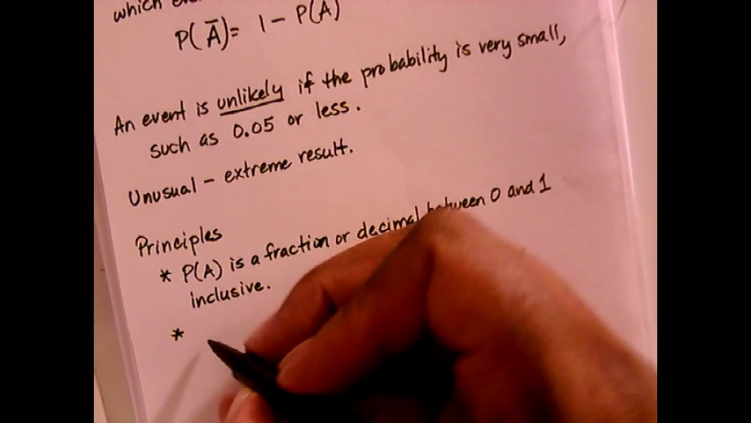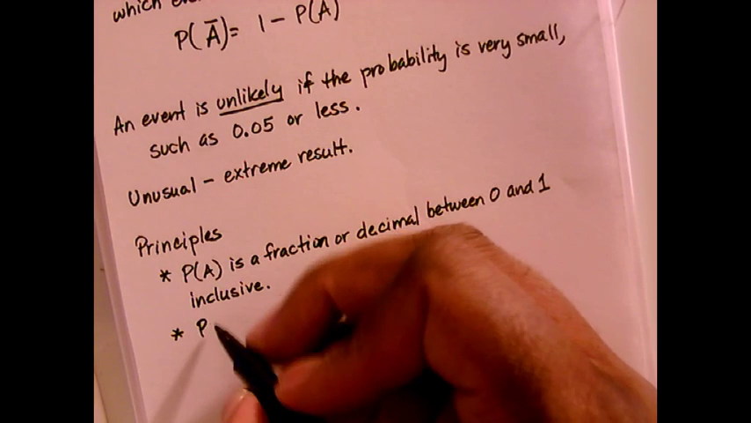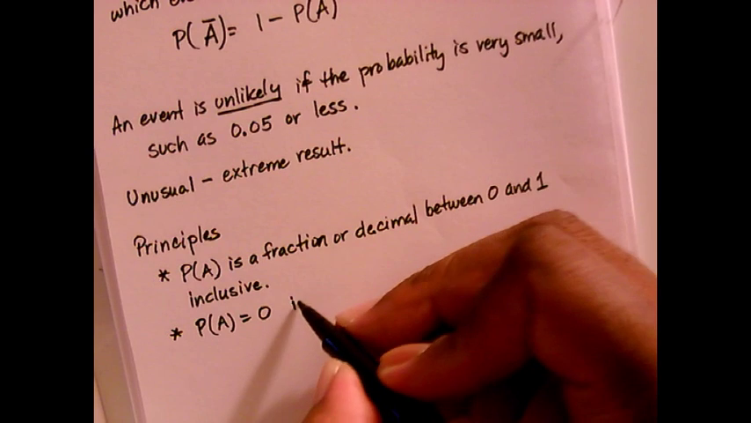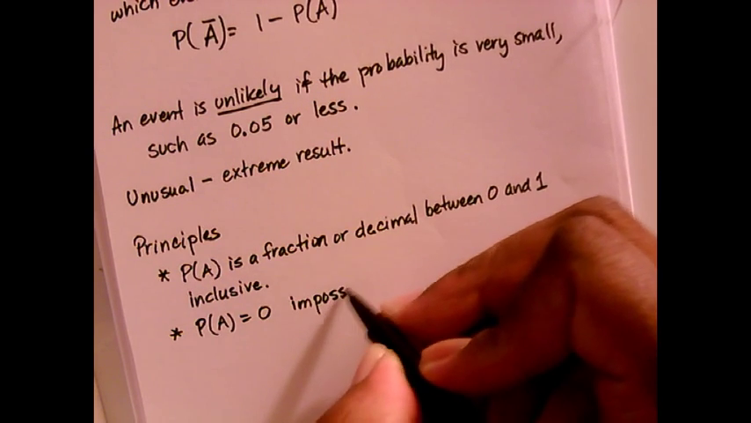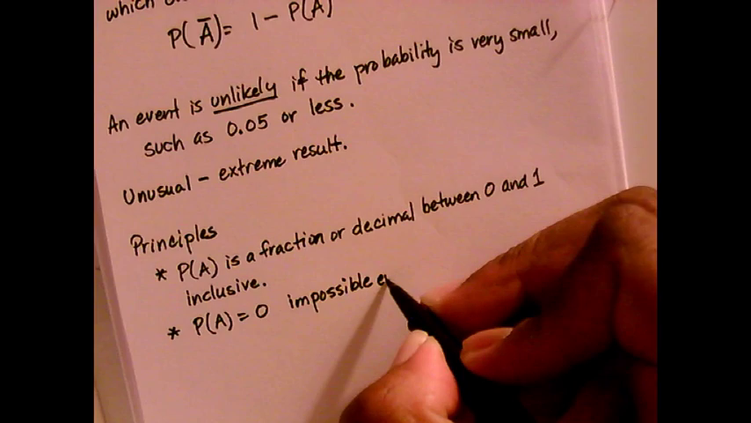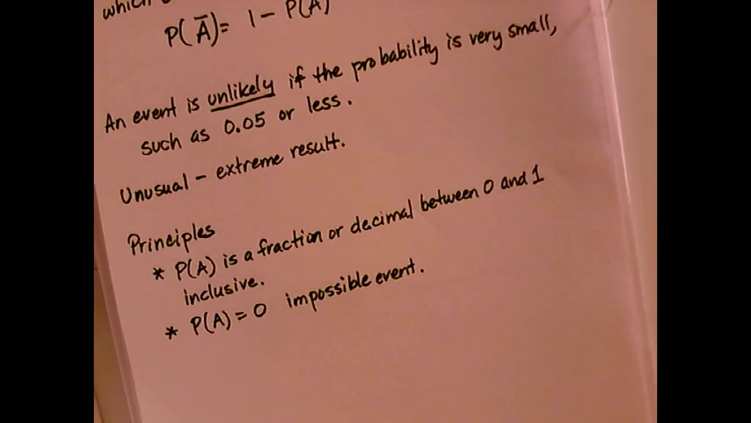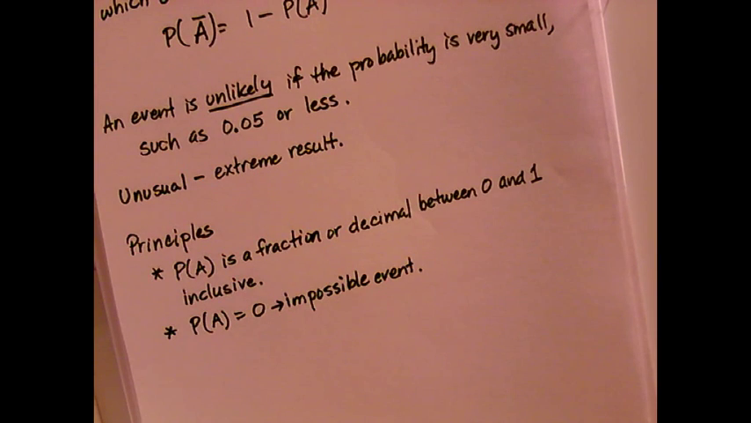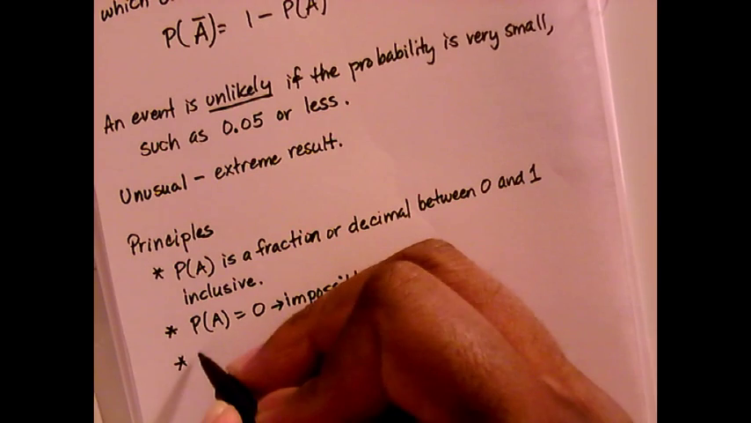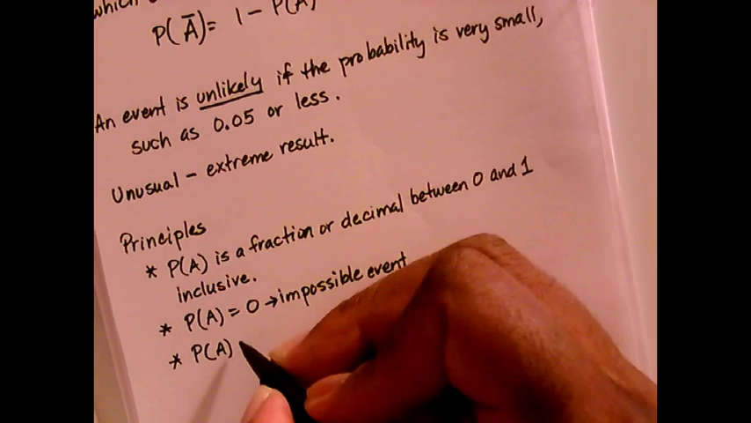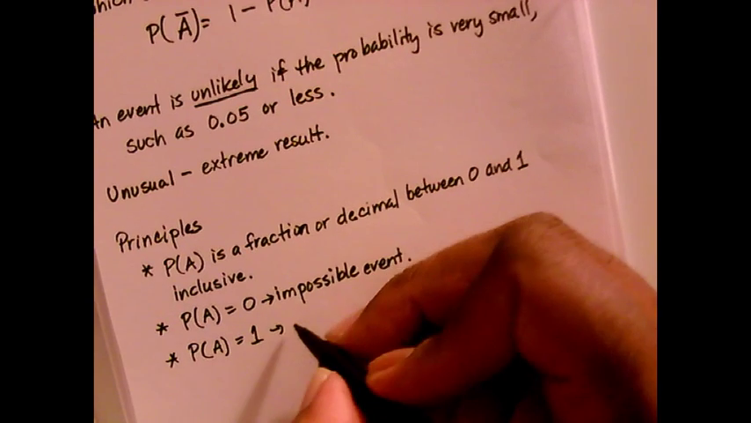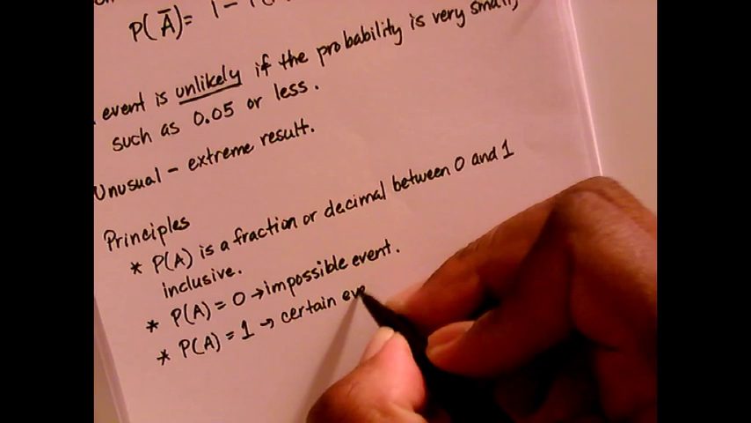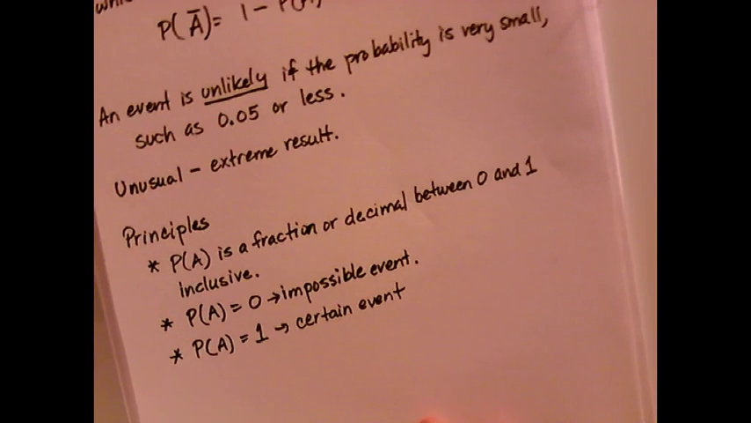Next, if the probability of event A is 0, that means you have an impossible event. It's not going to happen. Let's say the probability of event A is equal to 1, then that means the event will happen. It is a certain event. In other words, it will happen.